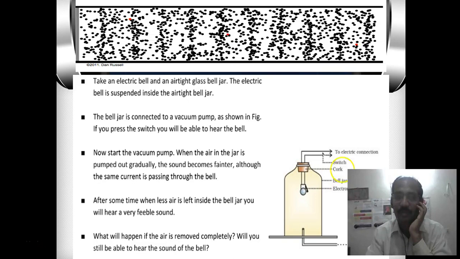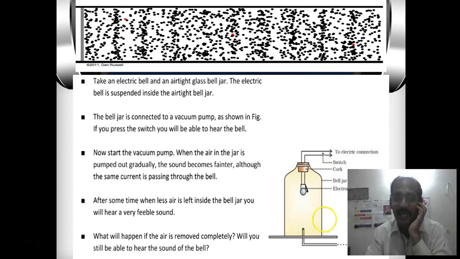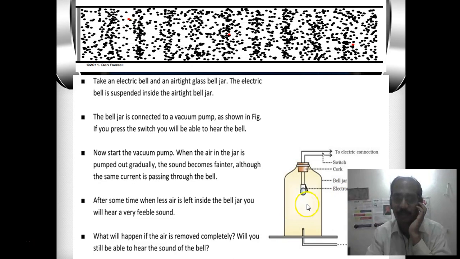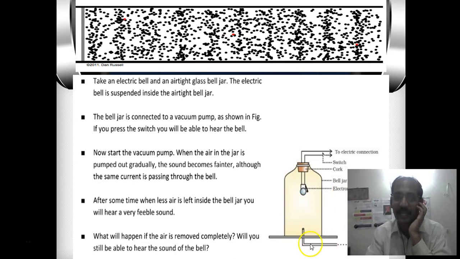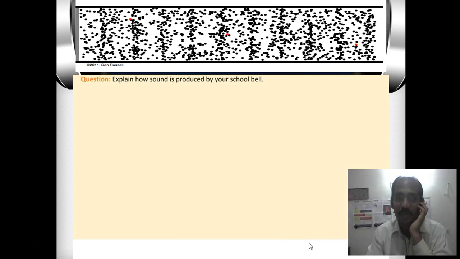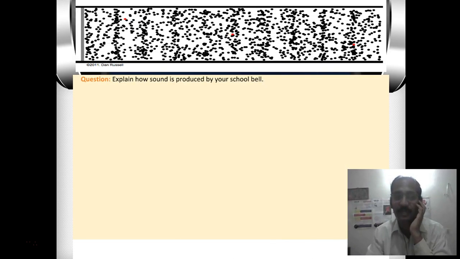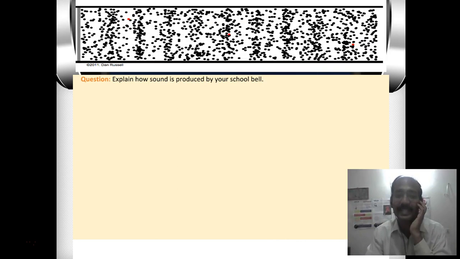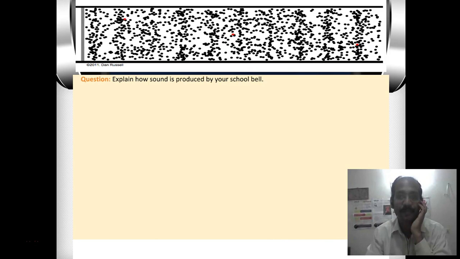Now, remove the entire air from the glass jar with the help of the vacuum pump. Remove all the air and stop it. Now we are not observing any sound from the bell jar. So this reflects that sound needs a medium to travel.